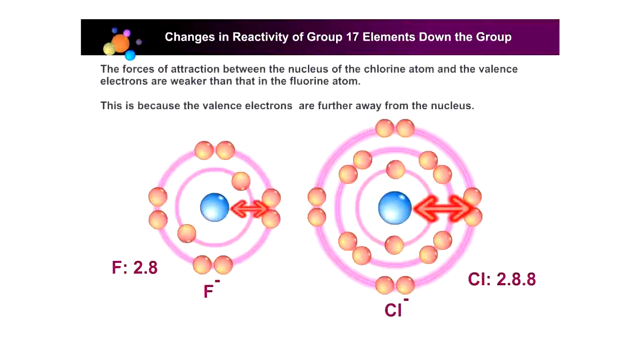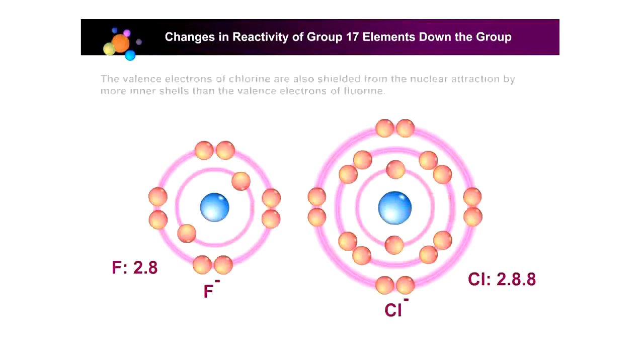The forces of attraction between the nucleus of the chlorine atom and the valence electrons are weaker than that in the fluorine atom. This is because the valence electrons are further away from the nucleus. The valence electrons of chlorine are also shielded from the nuclear attraction by more inner shells than the valence electrons of fluorine.